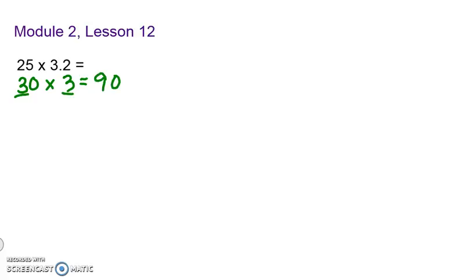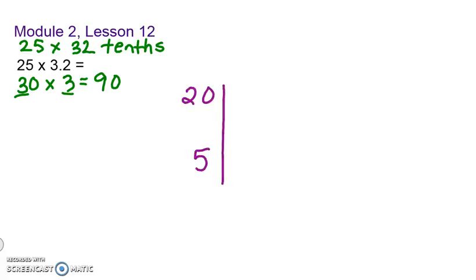I said the first example I was going to show you an area model, so I'm still going to ignore my decimal point until the very end, just like I've been practicing all along. So I'm going to picture this problem as 25 times 32, but I'm going to remember that it's 32/10, so I don't forget to place my decimal at the very end. So setting up my area model, 25 can be split to 20 and 5 more, and 32 can be split to 30 and 2 more.